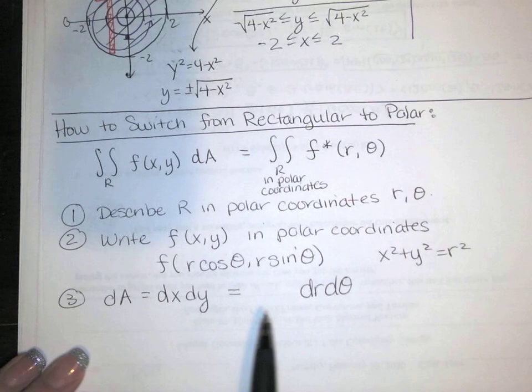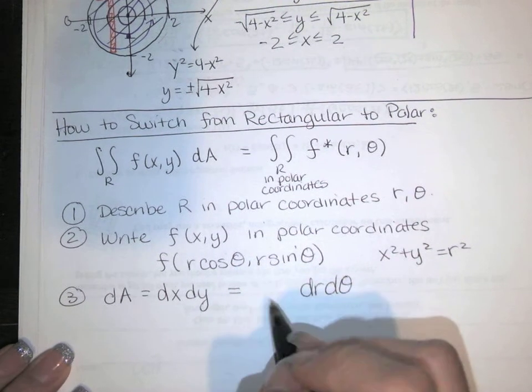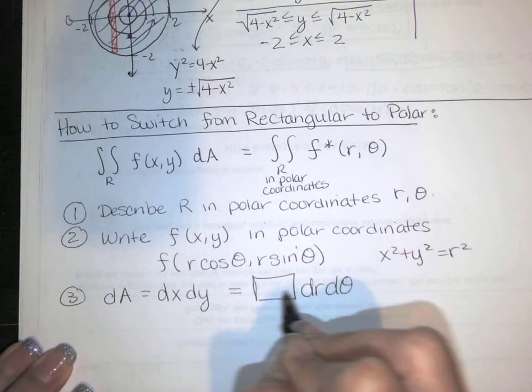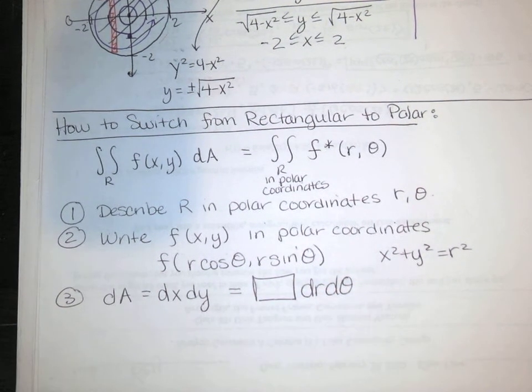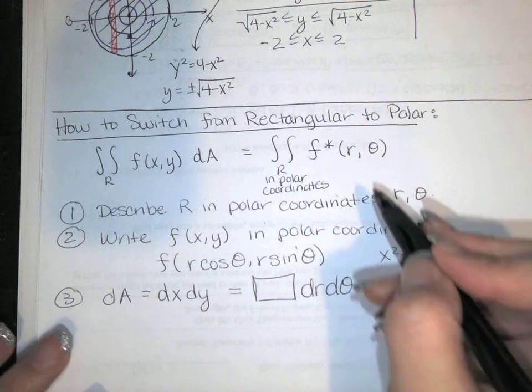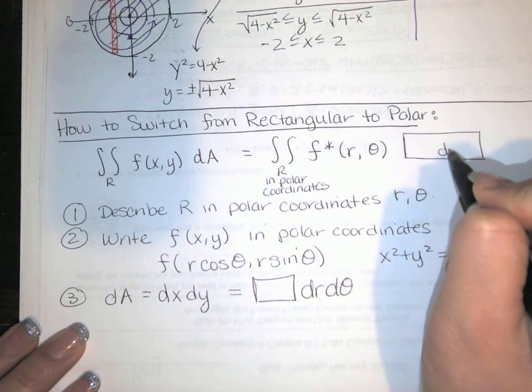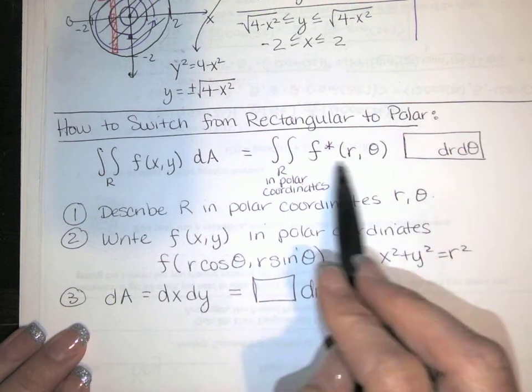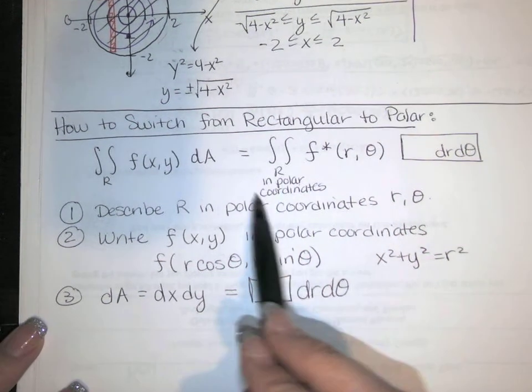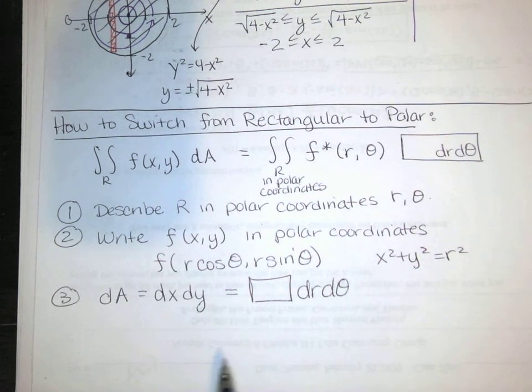So we're going to need a new formula for this over here. It turns out that there's just a multiplier times dr d theta that gives us dA. So you need your new dA, which we'll put over here. It's something times dr d theta. You need a new integrand, and you need new bounds. So let's derive dA now.